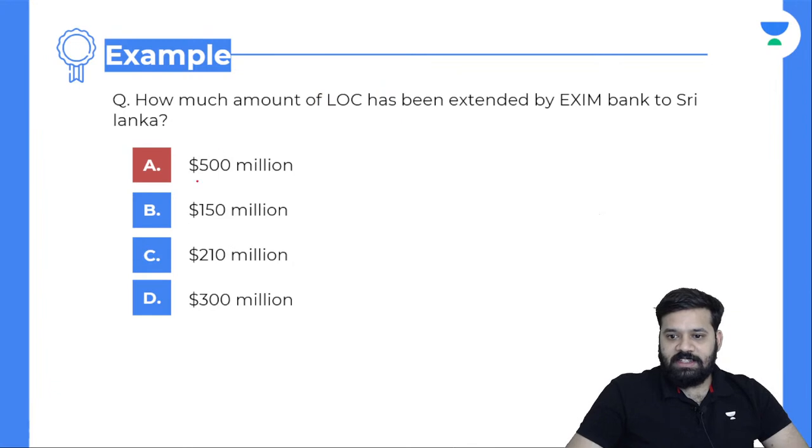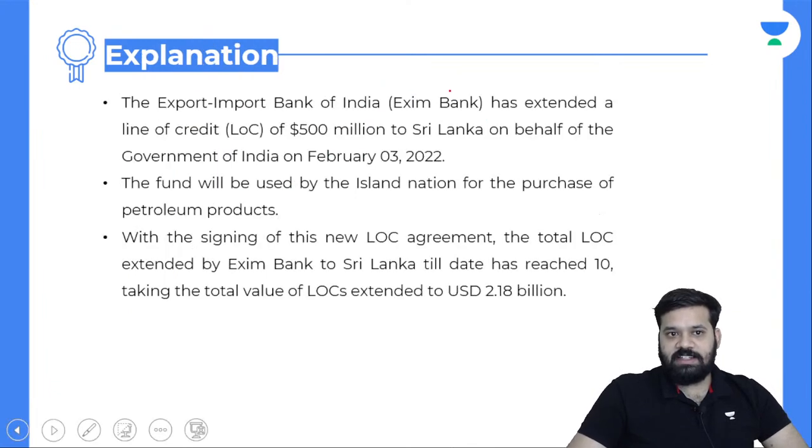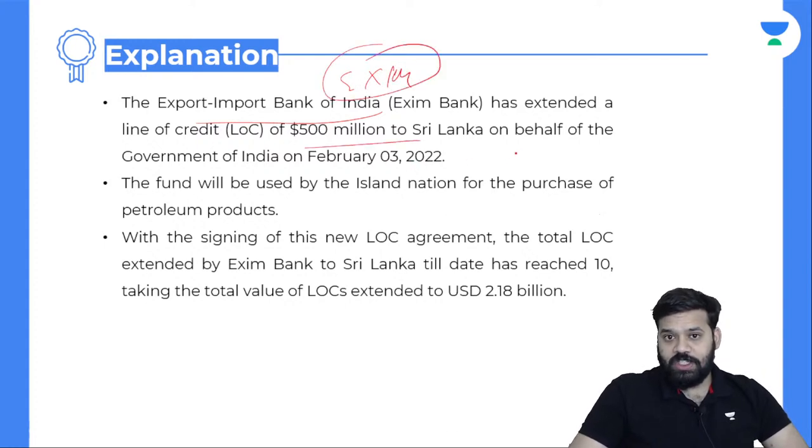500 million is the right answer. Yes, $500 million is the right answer. Export-Import Bank of India, Exim Bank, has extended a line of credit of $500 million to Sri Lanka on behalf of the Government of India on Feb 3, 2022. The fund will be used by the island nation for purchase of petroleum products.